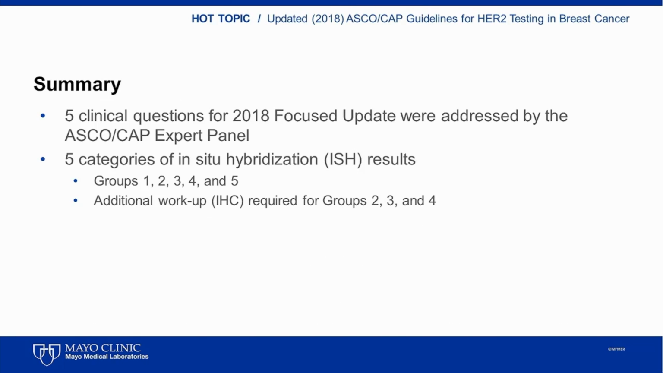To summarize, we have described the ASCO CAP response to 5 clinical questions in the 2018 focused update of the HER2 testing guidelines for breast cancer. We described 5 categories of in situ hybridization, or ISH, results defined in the 2018 focused update, and the additional workup required for 3 of these categories, known as Group 2, Group 3, and Group 4.